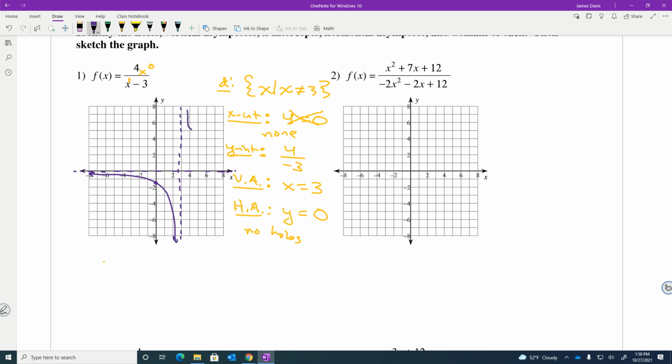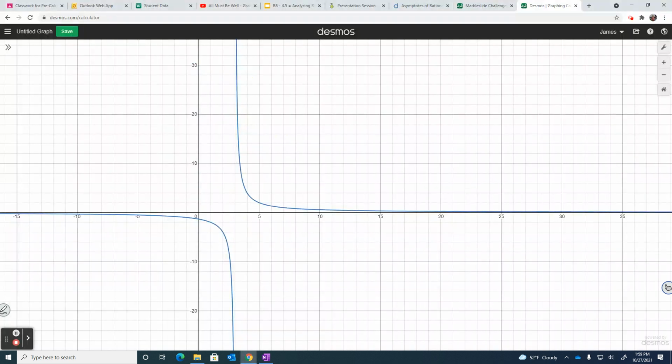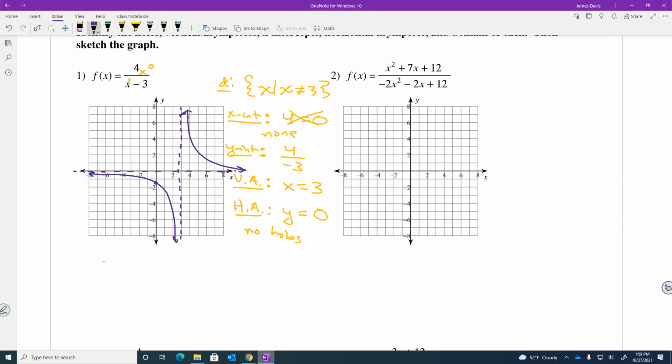Yeah, and then we're just going to draw on the sketch of what we have on Desmos, just to confirm that it's the same. So again, the only spot that we really have to mark is the point (0, -4/3). That's the y-intercept. But you can see there definitely would be a vertical asymptote at 3 and a horizontal asymptote at 0. So we're good. That's our sketch. That's pretty cool. It's not that hard.